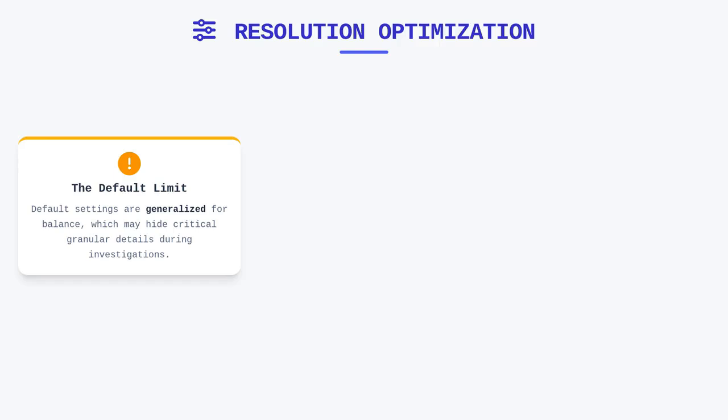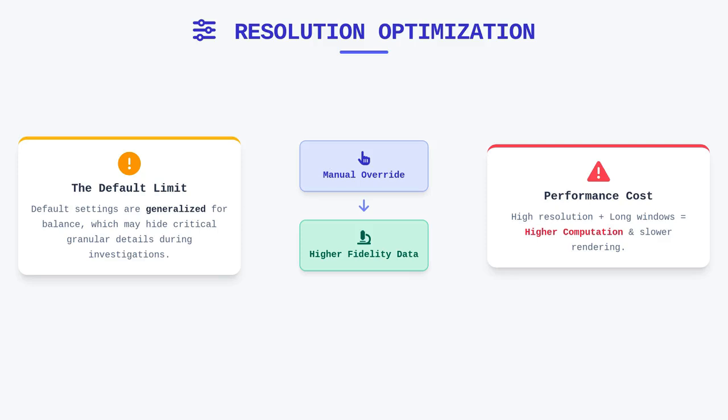Users frequently encounter issues with default resolution settings, which are often generalized to provide a balanced view across varying time ranges. However, during an active investigation, you might need higher fidelity data than the default sampling rate provides. Within the interface, you can override these defaults by manually adjusting the resolution settings, which forces the system to pull more granular data points. While this provides clarity, you must remain mindful that higher resolution over long time windows increases the computation cost and potentially slows down the rendering of the browser view.